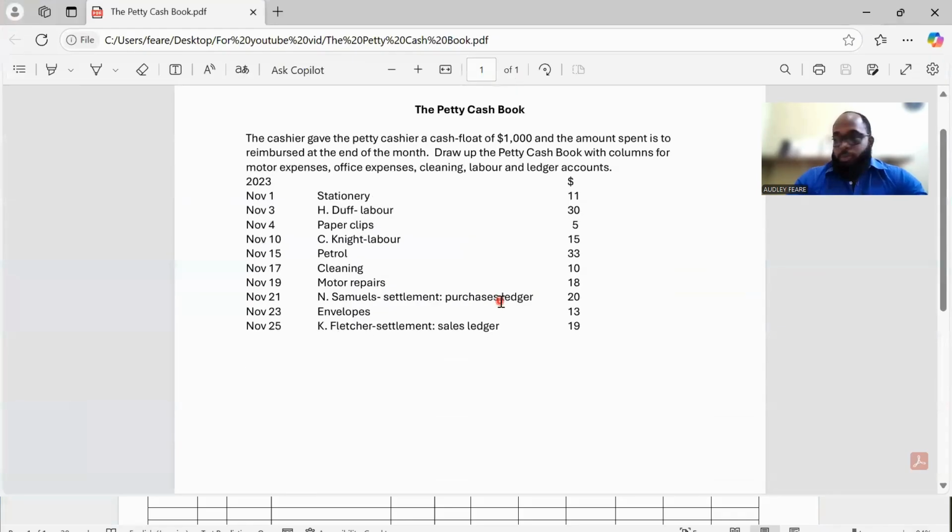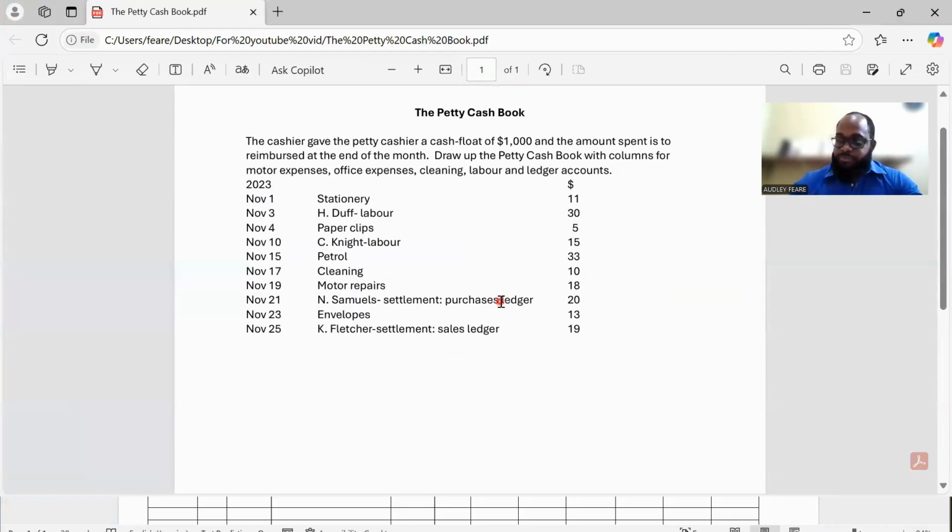So we're going to look at the petty cash book now, and the petty cash book really is one of those books that we use to record petty expenses. And the word petty here simply means that these expenses are very small. They are so small and frequent that it wouldn't make sense to include them in the cash book. So the cashier who's in charge of the cash book would pay out some money to the petty cashier who's in charge of the petty cash book to record these small but rather frequent expenses. All right, so let's look at this question here.